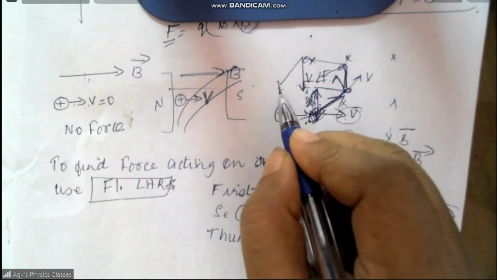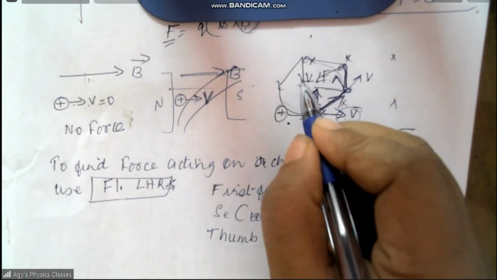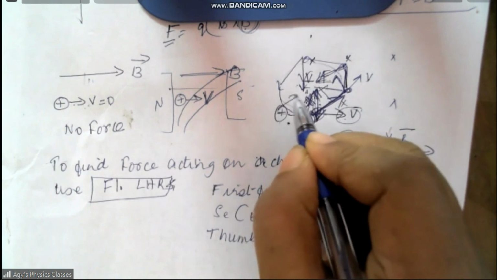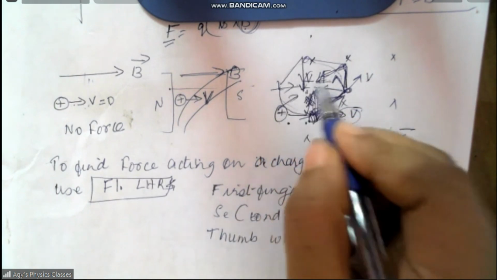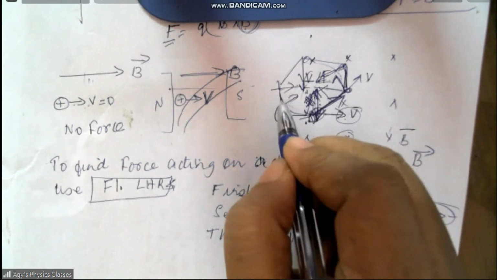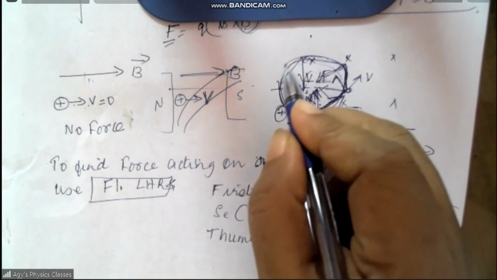Like that, if you take innumerable positions, what is it finally reaching to? All the magnetic forces are to the center. That means this will move in what path? Circular path.